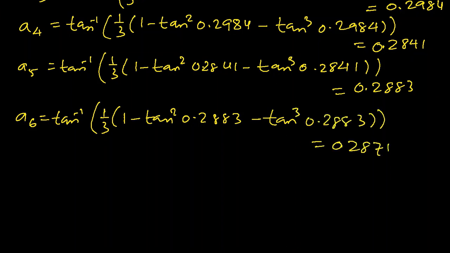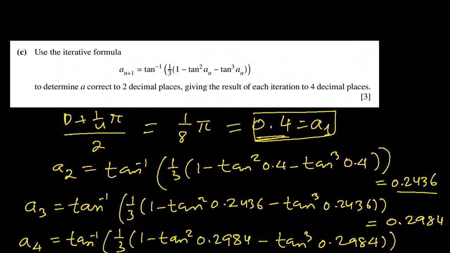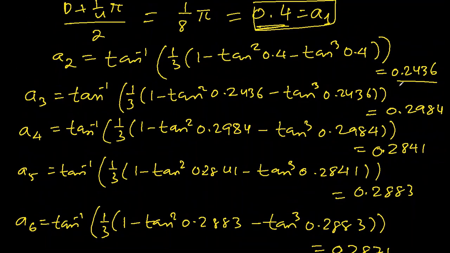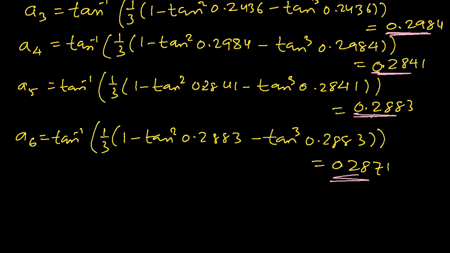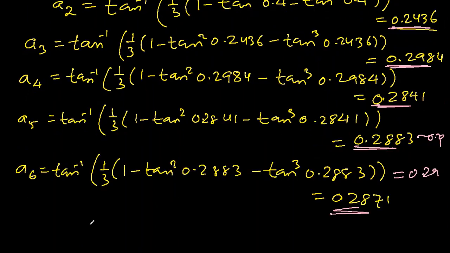Now I stop. And why do I stop? Because they said that we want the answer to 2 decimal places here. For 2 decimal places, on each step I rounded them off to 2 decimal places. It gave me 0.24, 0.30, 0.28, 0.29 and 0.29. When you get the same digits in 2 consecutive attempts, the same 0.29 here and 0.29 here, our answer is A equal to 0.29 as a result.